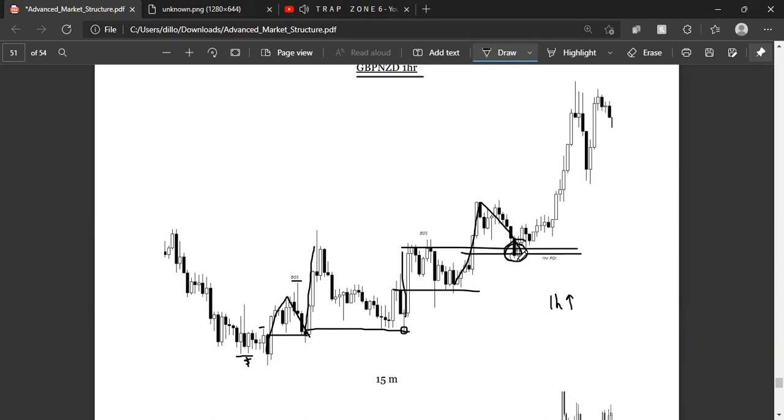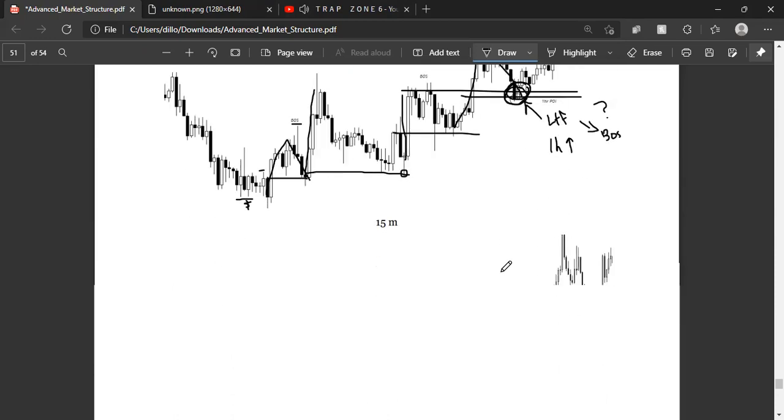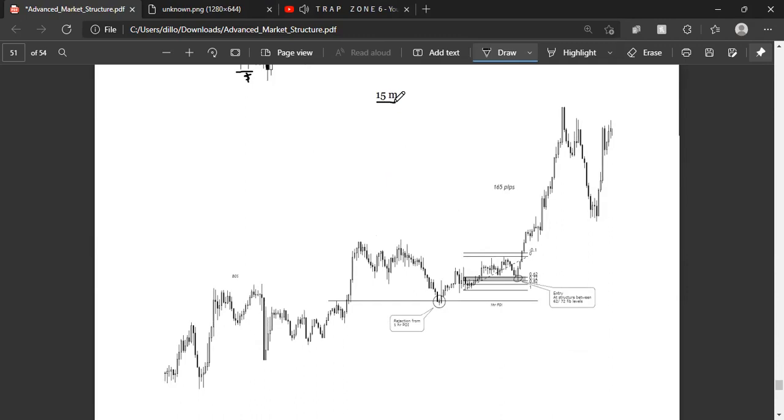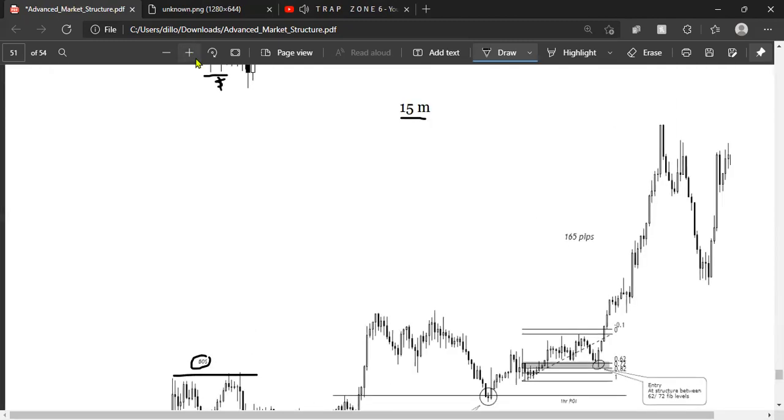So when we go to the lower time frame on this area here, what do we want to see? A lower time frame break of structure. So we're going to drop down to the lower time frame here. Now we're on the 15-minute. So we saw that 1 hour break of structure.